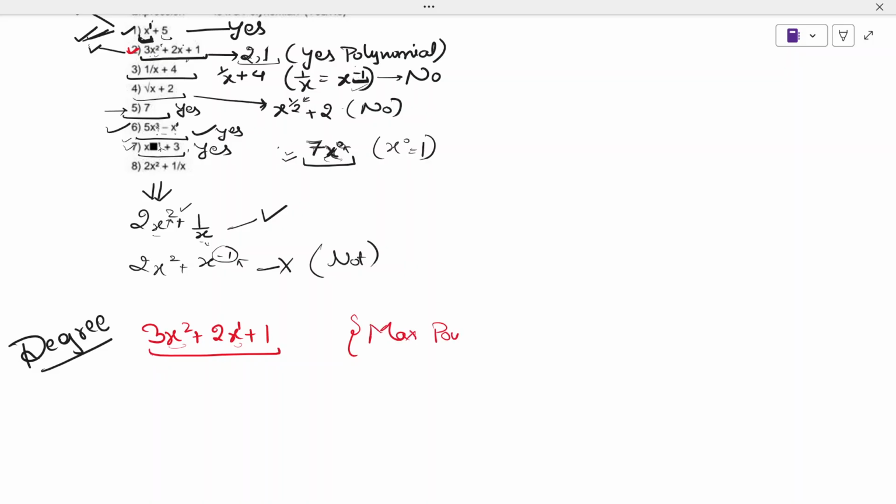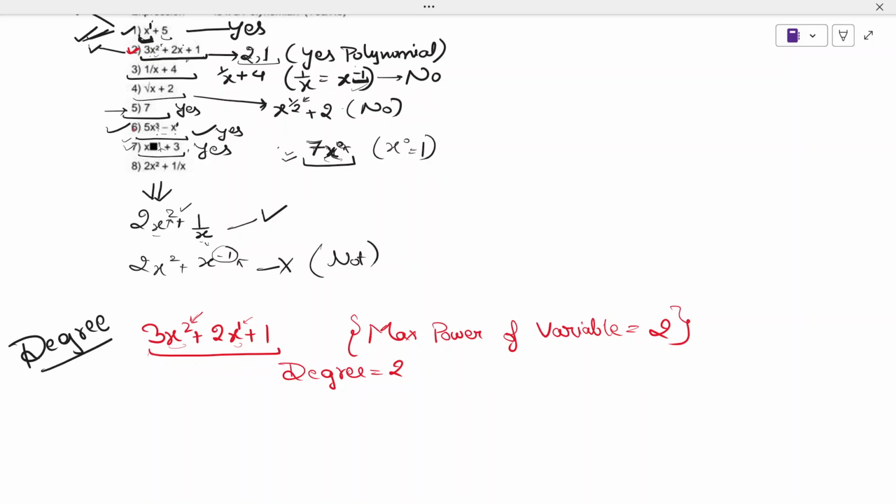Maximum power of the variable. Now tell me, the maximum power of this polynomial: 2 or 1? 2 is greater than 1. So maximum power is 2 here. So the degree of this polynomial is 2.